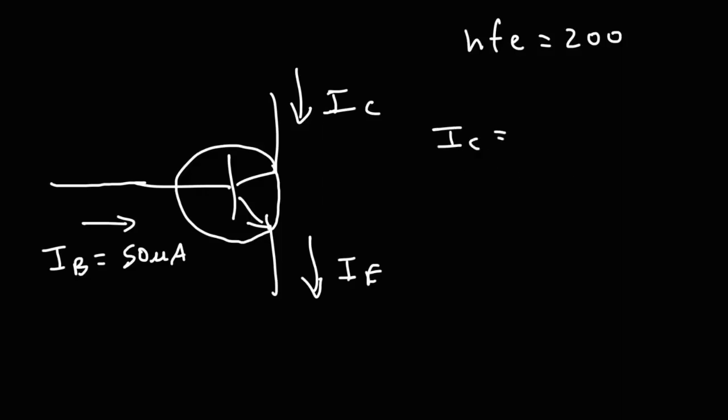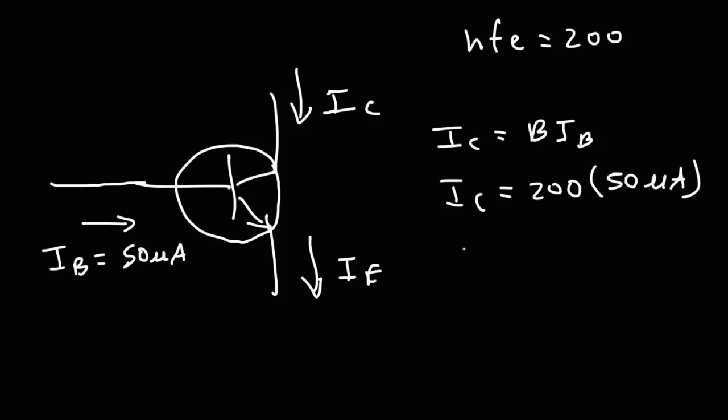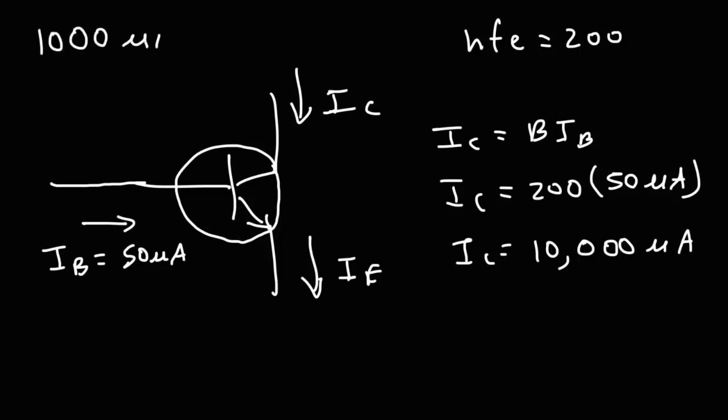So IC is going to be beta times IB. Beta is 200, and so if we multiply that by 50 microamps, 2 times 5 is 10, carry over the 3 zeros, we get 10,000 microamps. Now keep in mind 1,000 microamps is equal to 1 milliamp. So 10,000 microamps, that's 10 milliamps. So that is the collector current, is 10 milliamps.